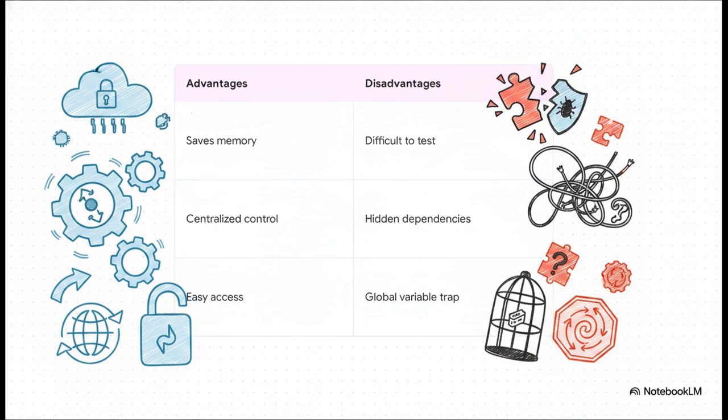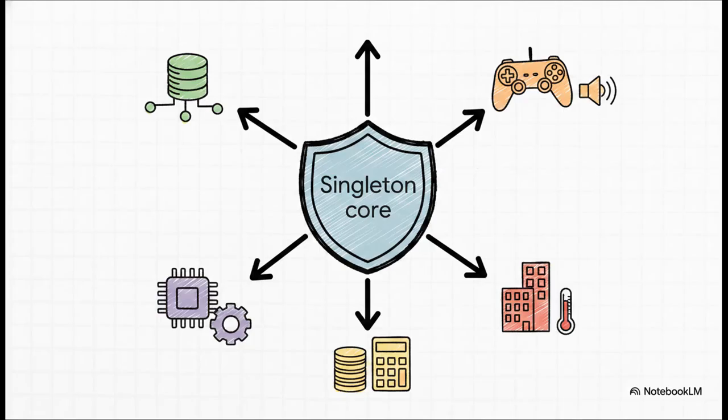But there's a catch. Singletons introduce really tight coupling. Since any part of your code can just yell getInstance out of nowhere, you end up with these sneaky hidden dependencies scattered all over your project. Good luck unit testing that because you can't easily isolate parts of your code. If you get lazy and overuse it, your singleton just becomes a glorified global variable trap, making everything rigid and super hard to maintain.